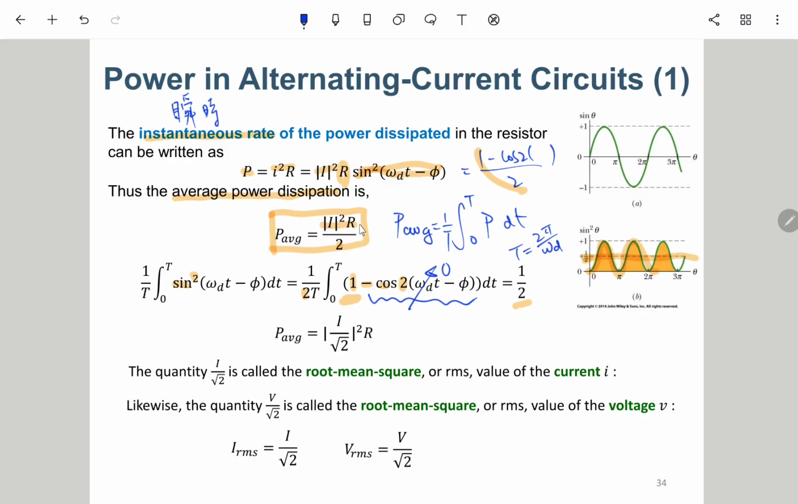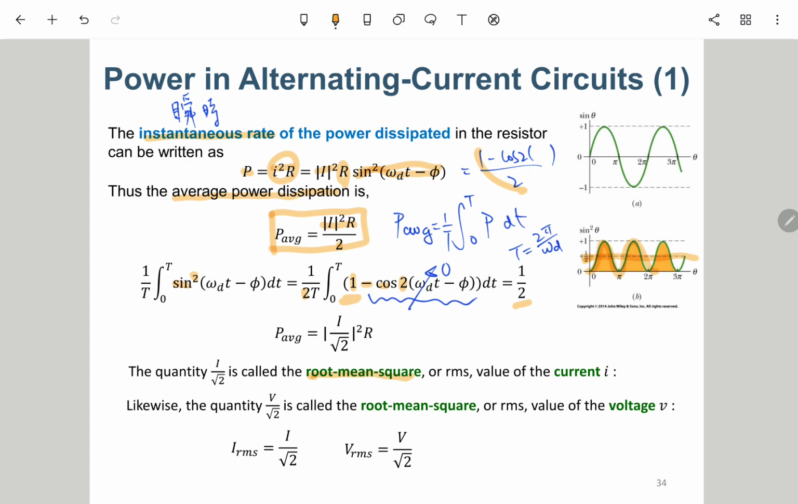Then we try to separate these into two parts: square root of 2 multiplied together, and then we deliver to the absolute value of I. So it turns out to be the absolute value of I over square root of 2, and the whole thing squared. Why do we need to do this? Because for the instantaneous rate it is I squared R, but for the average power we have I squared R over 2, and we don't like this factor of 1/2. So here we define another variable called the root mean square value.